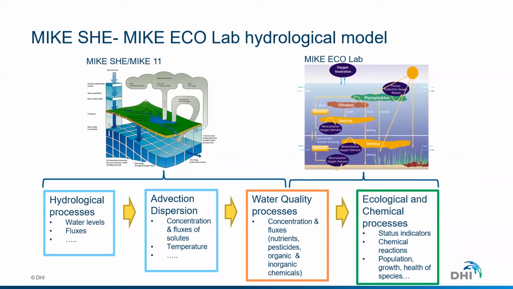But we have another tool called MIKE ECO Lab. It's a kind of ecological modeling calculator, if you like. And we can use that to model things like indicators, just combinations of different variables, including model variables. We can look at chemical reactions, which is what I'm going to talk about today, but you can also use it in an agent-based modeling approach where you can look at species and individuals in an agent-based framework.